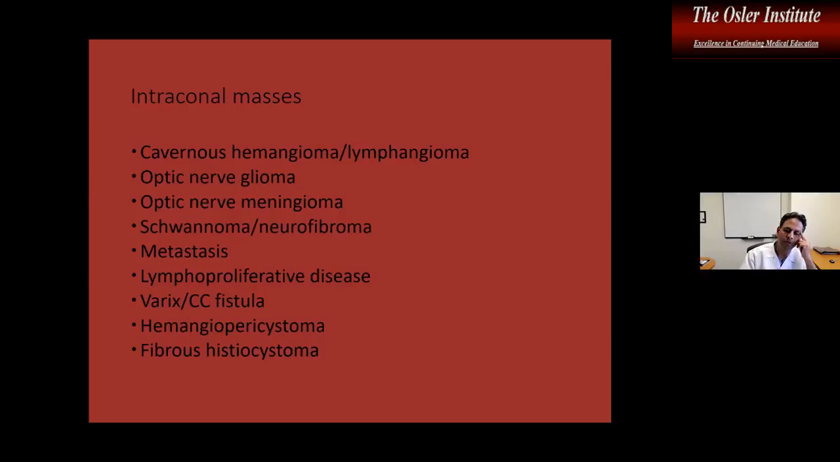Hemangiopericytoma is a more diffuse, aggressive tumor. That's a vascular tumor, but we didn't have an example of that in the imaging. And of course, fibrous histiocytoma is a more aggressive tumor as well. But we have a whole talk on tumors, if you guys are interested. So these are a lot of your intraconal masses.